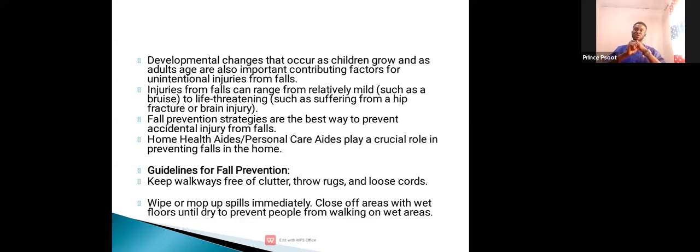What are the guidelines for fall prevention? The first guideline is to keep walkways free of clutter, throw rugs, and loose cords. Wipe up and mop all spills immediately. Close off wet areas with wet floor signs until they are dry, to prevent people from walking on them, because they can slip on a wet area and fall.